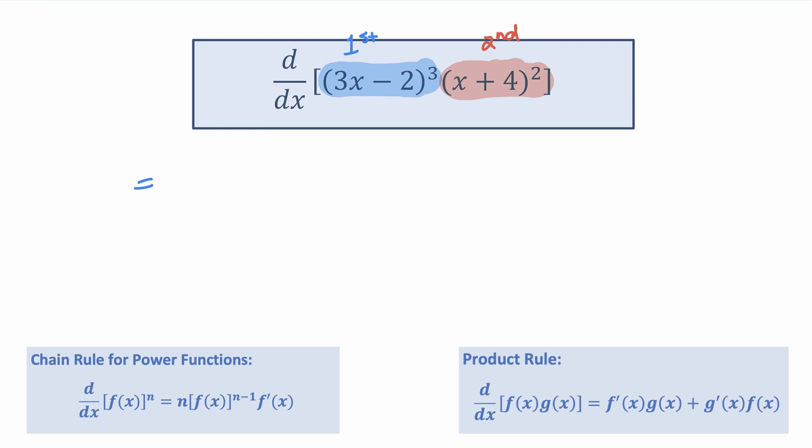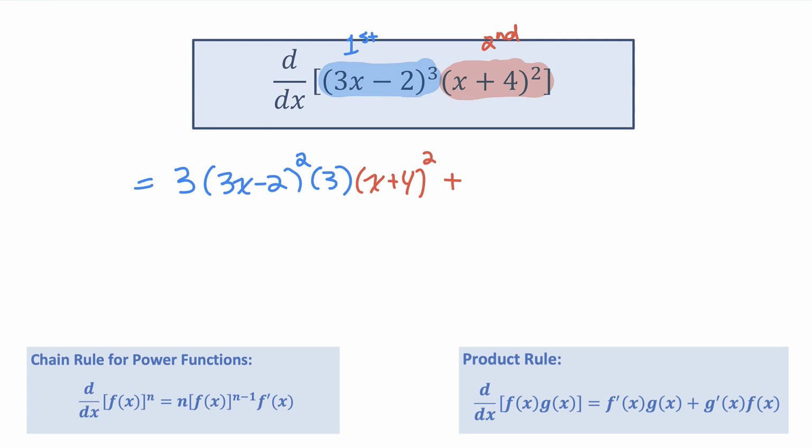When I find the derivative of 3x minus 2 cubed, that would be equal to, bring the exponent down, 3, keep the base of the power exactly the same, minus 1 from the exponent, but then I have to multiply by the derivative of the base of the power. The derivative of 3x minus 2 is 3. That's the derivative of the first function. That has to be multiplied by the second function.